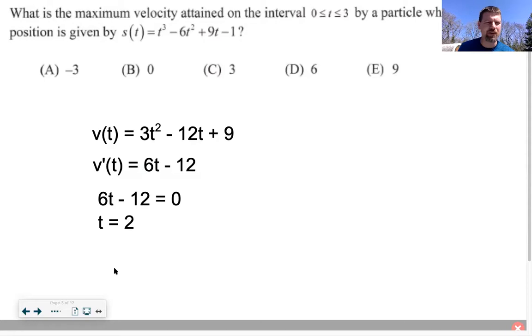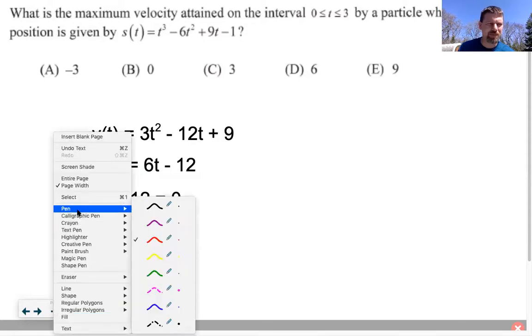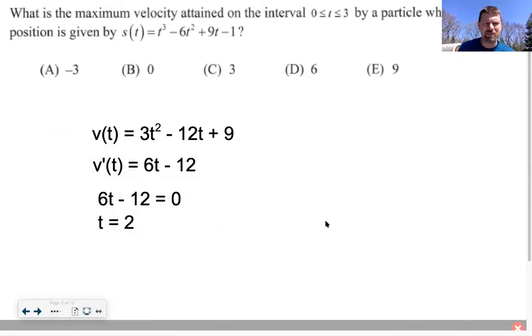So I'm going to make my little sign chart. There we go. So a little sign chart, put 2 right here. Check some value less than 2, plug it into my velocity. That'll get a negative velocity. Check some value greater than 2, plug it into my velocity function. Yeah, that's going to be a positive.